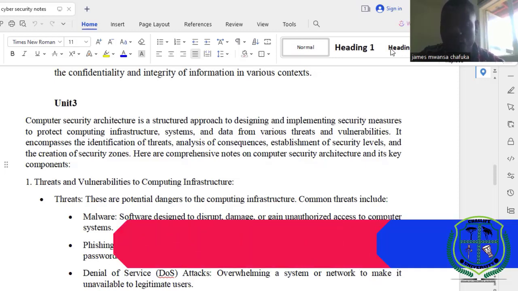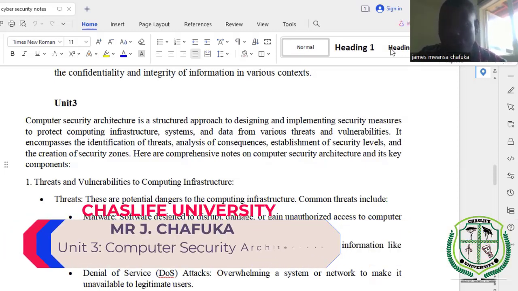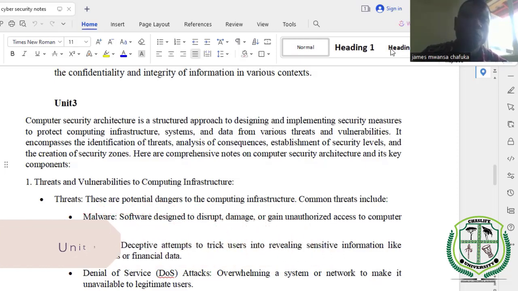In this video, we proceed by looking at Unit 3 of cybersecurity. Under Unit 3, we are going to look at computer security architecture.